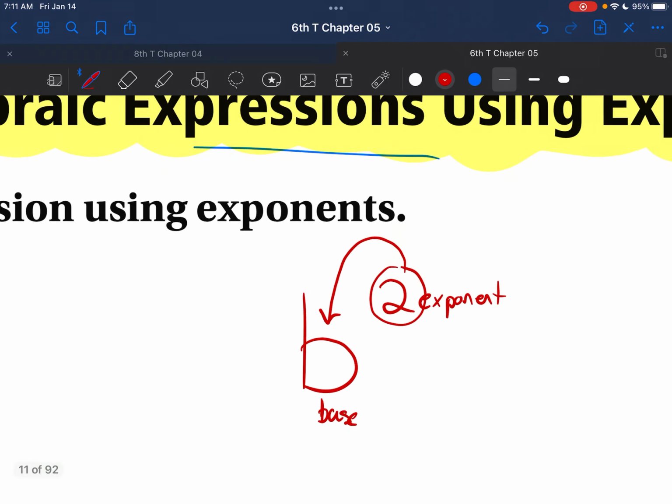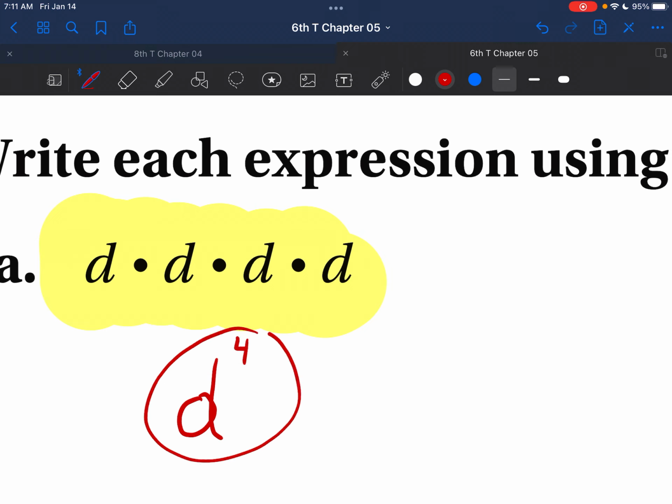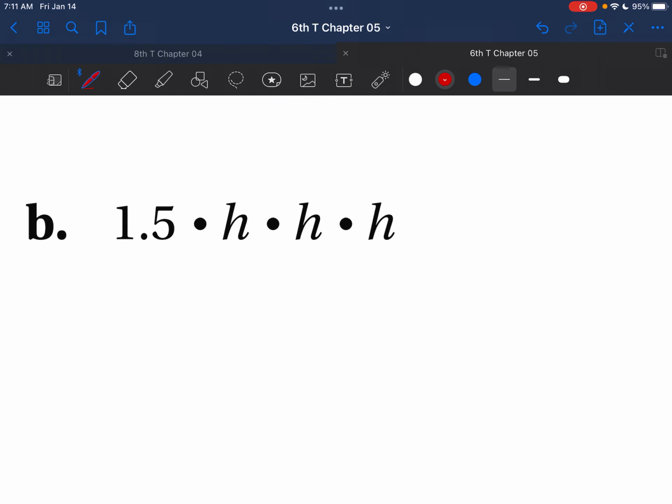So with that in mind, let's take a look at this problem and see how many of the letter D I have. So let's first of all copy this question down, please. We have D times D times D times D. So make sure you write that down. And then I'm going to ask you to put the letter D, and how many of them do I have? I have 4 of them. So that is D to the 4th power. All right, let's try another one. Here we go. Please copy this question down.